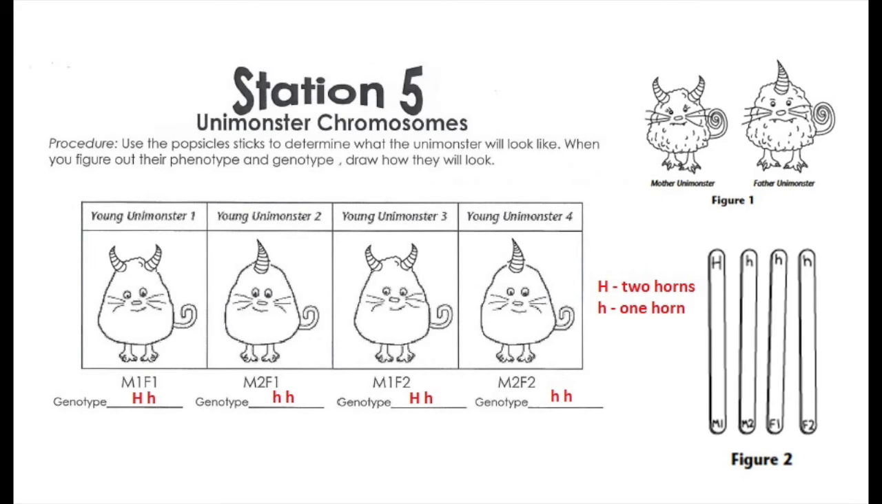Station 5, using the sticks that were at the station and the pictures of mom and dad, you should have found out that the genomes for each of the babies were the red that are listed underneath, and that using those genomes, capital H's have 2 horns, lowercase h's only have 1 horn, so monster 1 and 3 look like mom, and monster 2 and 4 look like dad.